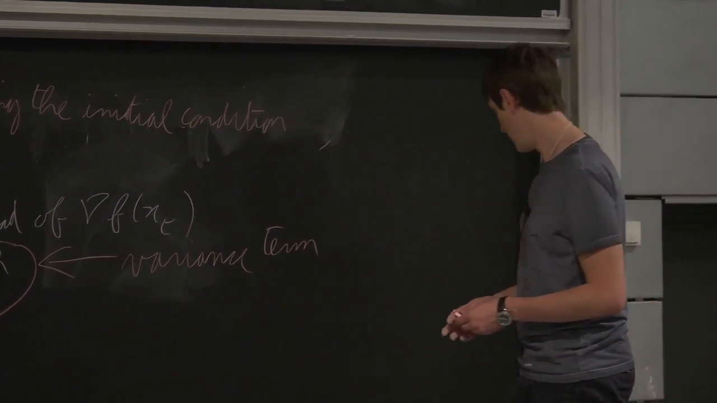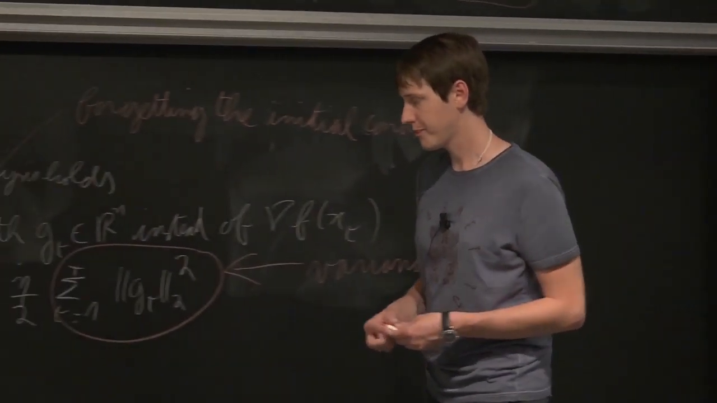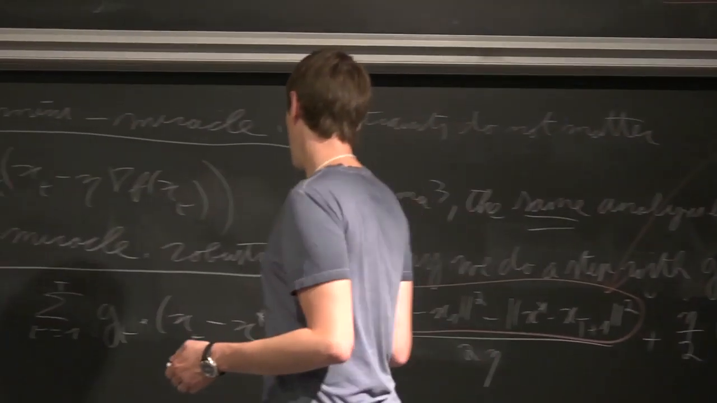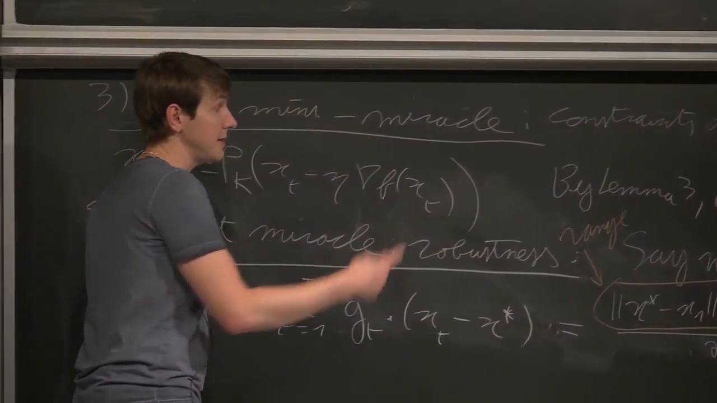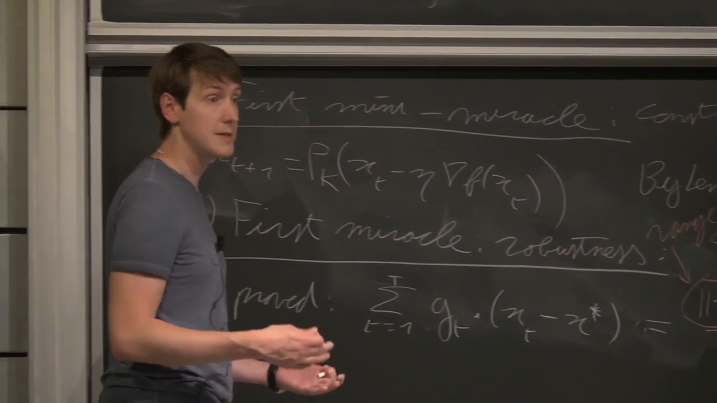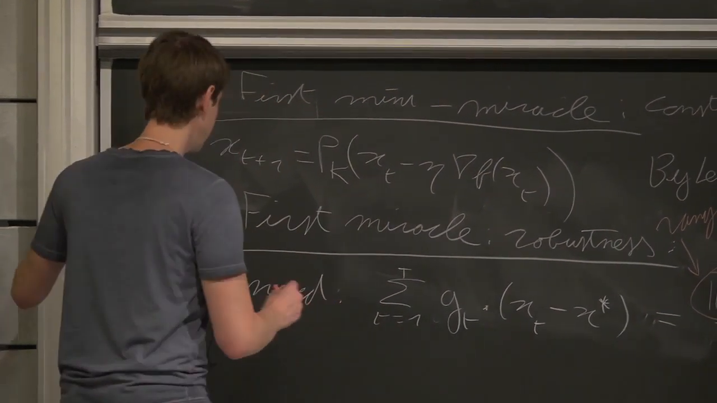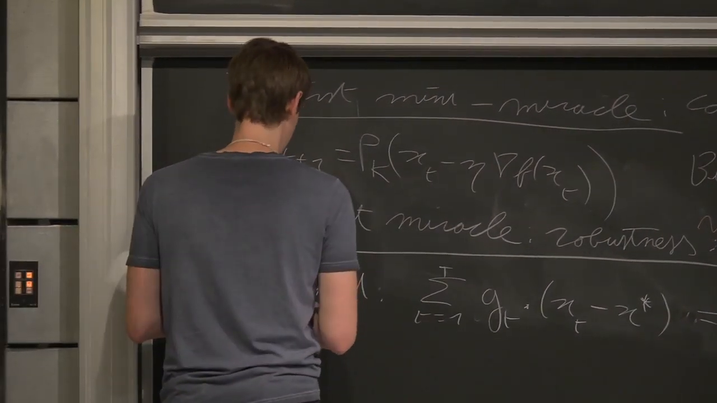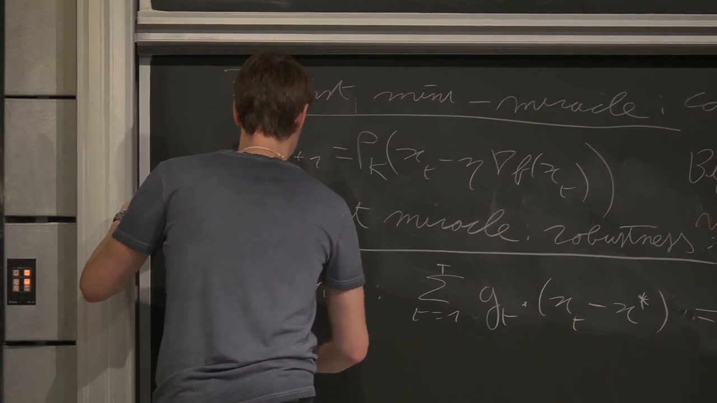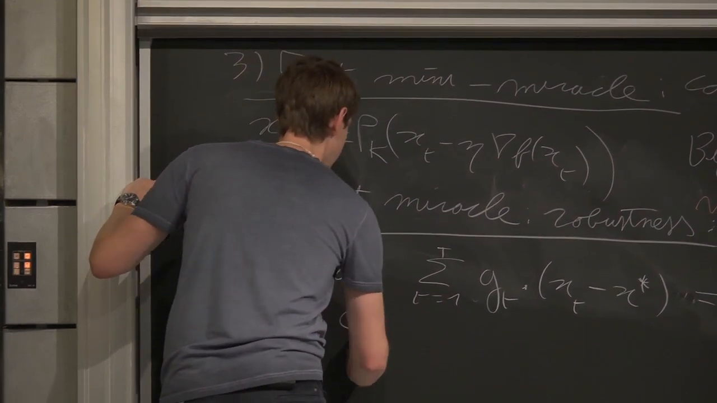But now let's see what happens if g_t, again I said, is the gradient of f of x_t plus some noise. Okay, so consider this. This is called in the literature stochastic gradient descent.